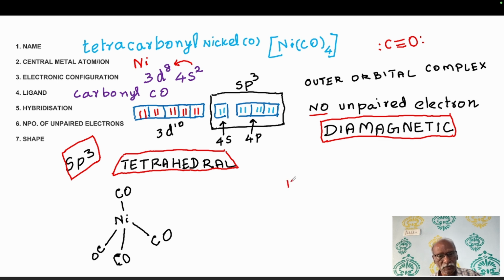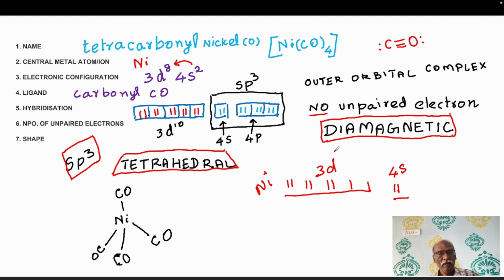3d8 means the first 2, second orbital of the d, third orbital of the d, fourth orbital 1, fifth orbital 1, and the s2 orbital 2. This is 3d and this is 4s. Okay. And the 4s orbital. This is the actual electronic configuration of nickel.